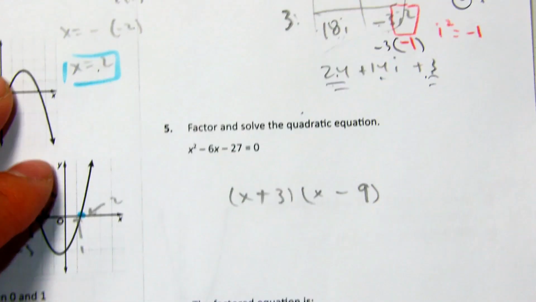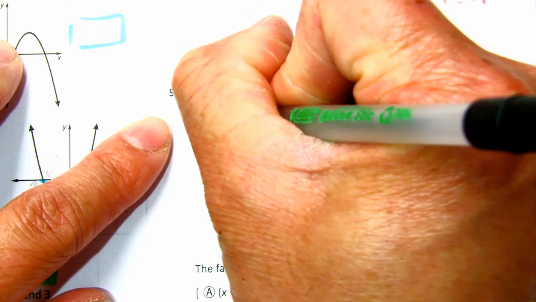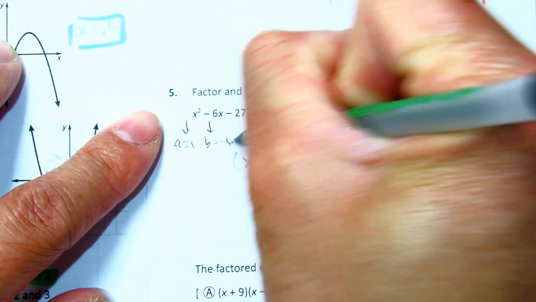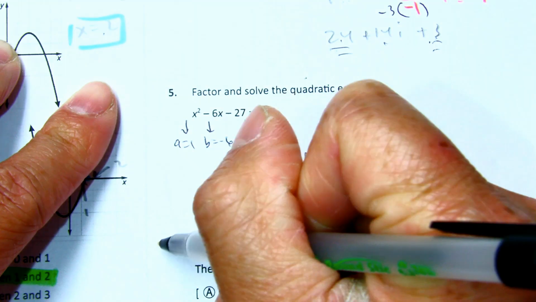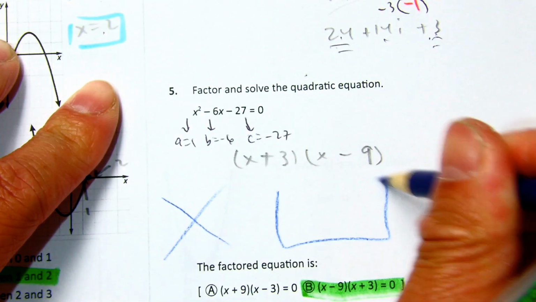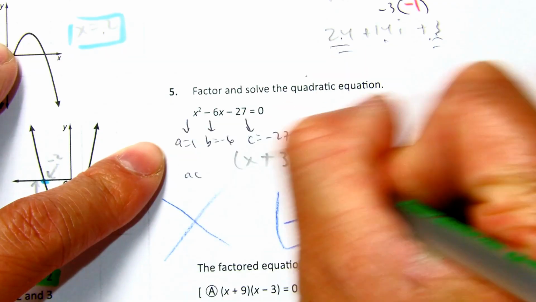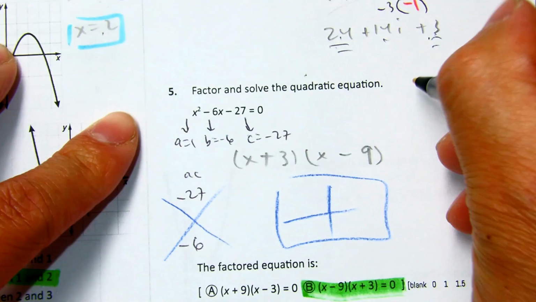Number 5, factor and solve the quadratic. A is 1, B is negative 6. They're the numbers in front. Then I can use my Xbox method. A times C is negative 27. The B value is negative 6. You can list out all the factors.